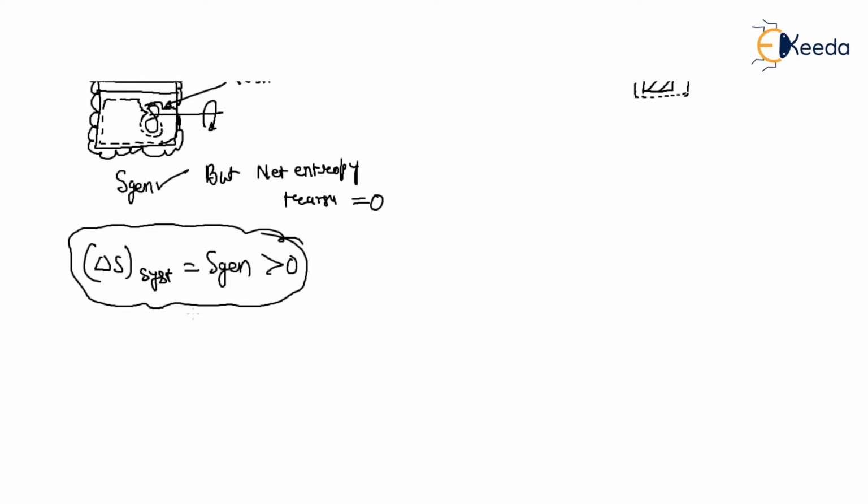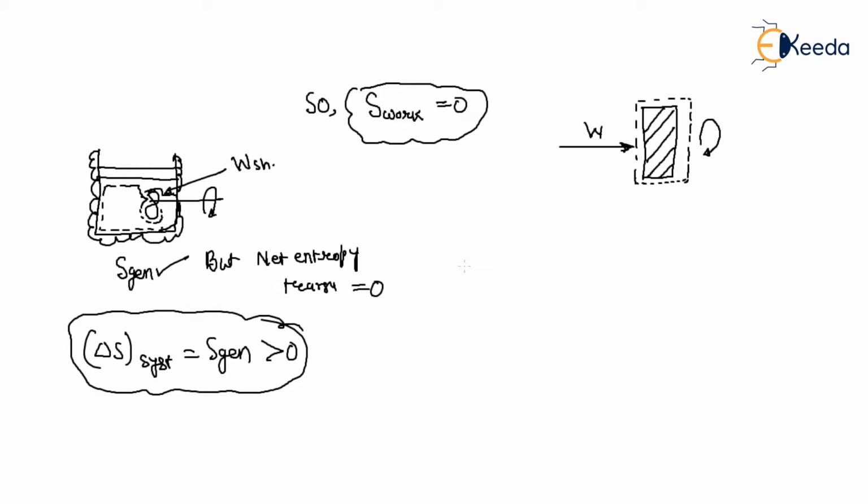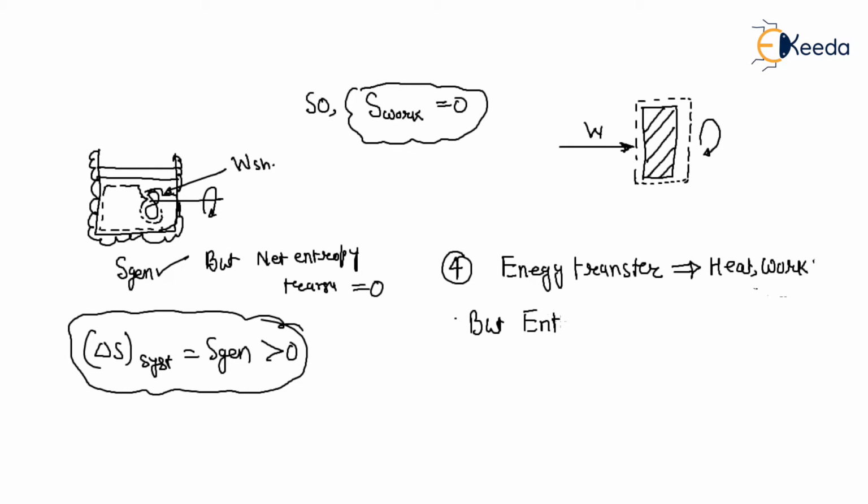Number third point. Number fourth point is that energy transfer by heat, work and mass, right? Energy transfer by heat and work, right? But entropy transfer by heat only. See, this is the beauty of the second law of thermodynamics.